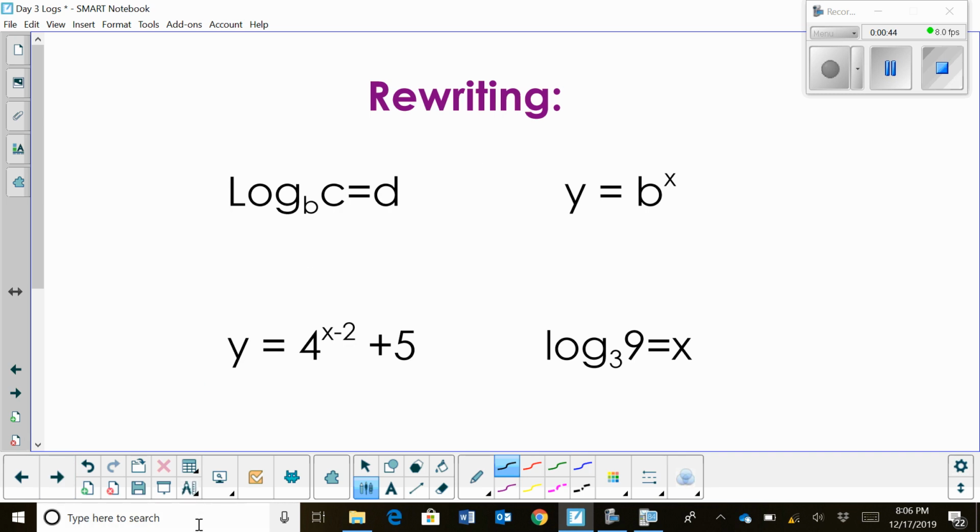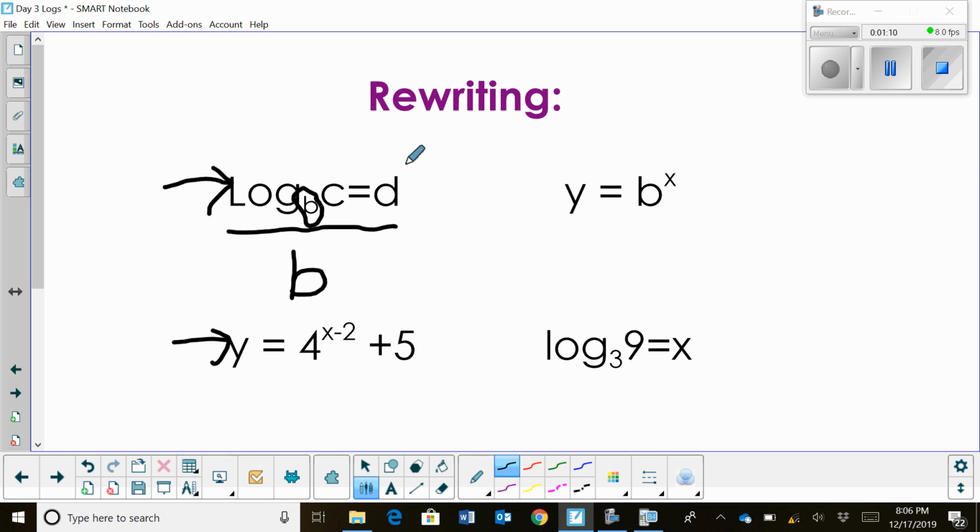Okay, so let's talk about rewriting logarithms. Logs and exponential functions, this is an exponential and this is a log, they're inverses of each other. So what we want to do is take a log and write it as an exponential. So we have to start with the base. Well, the base on this log is b. So that's going to become the base of my exponential function.